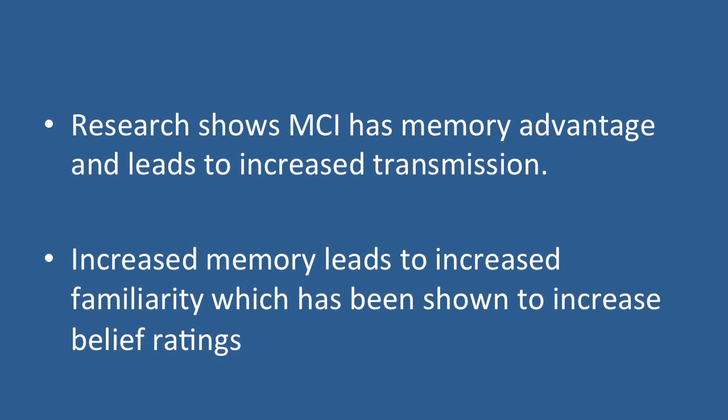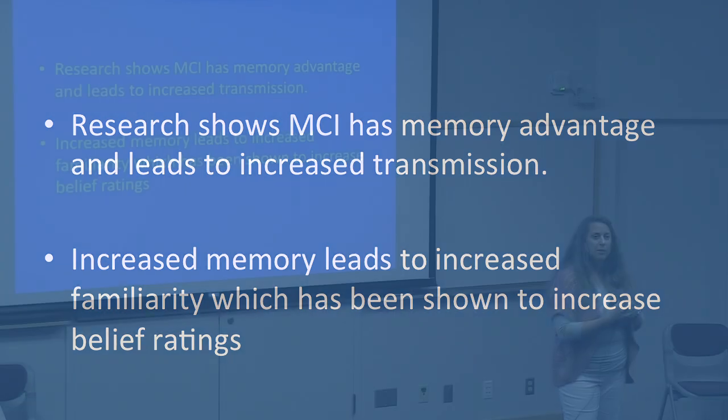So some research shows that MCI has a memory advantage and leads to increased transmission. And other research, which is more in line with my research, shows that increased memory leads to increased familiarity, which has been shown to increase belief. I'll present in a second this second portion of the research. But my idea was, okay, if we have studies that show that MCI leads to increased memory, and we have studies that show that memory leads to increased belief, can we show that MCI leads to increased belief?